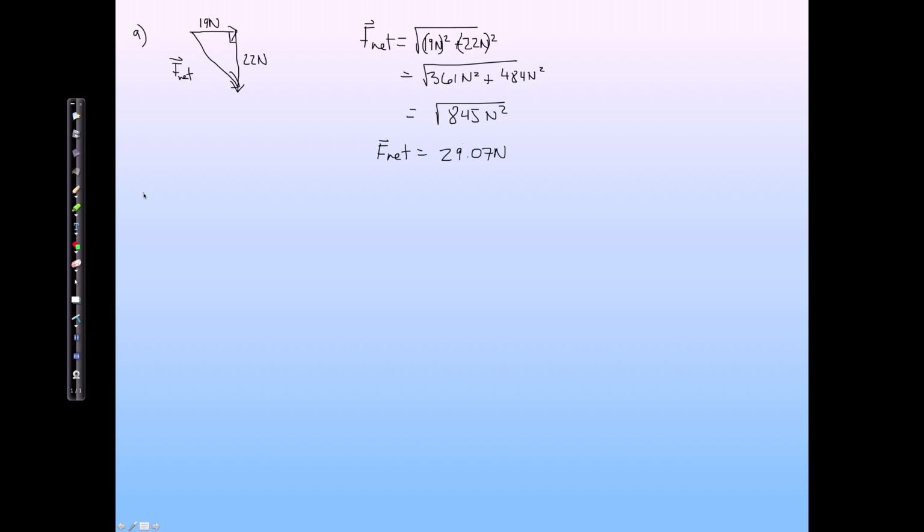In part B, we're asked to find the acceleration of that object. And so let's start with this. F net equals ma. If F net equals ma, that means that acceleration equals F net divided by mass.